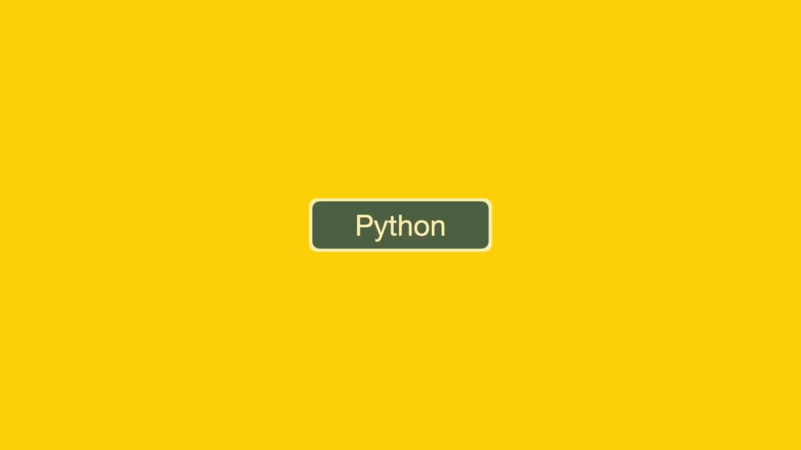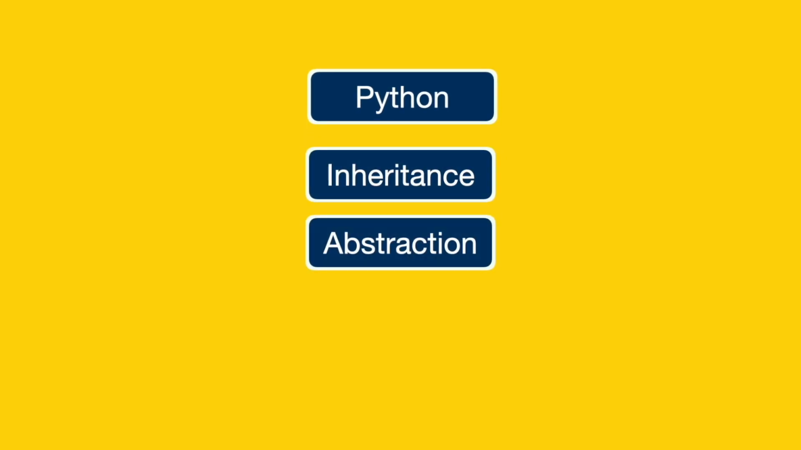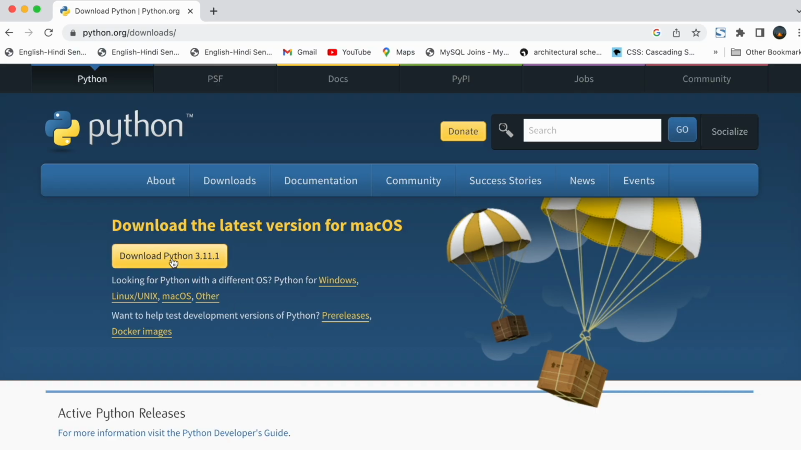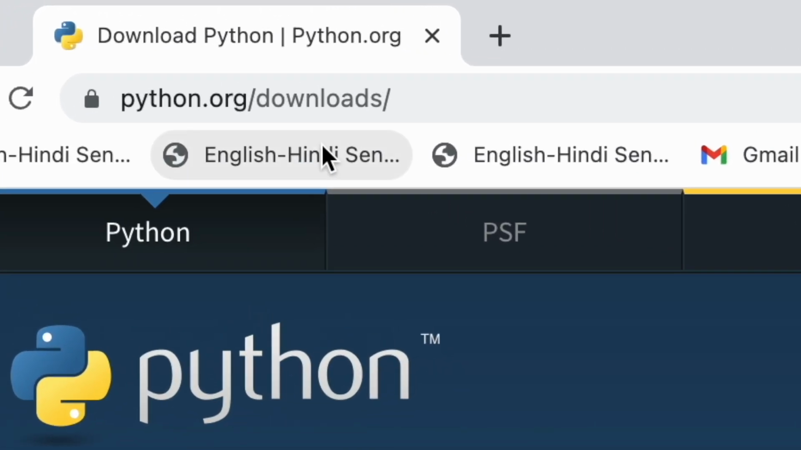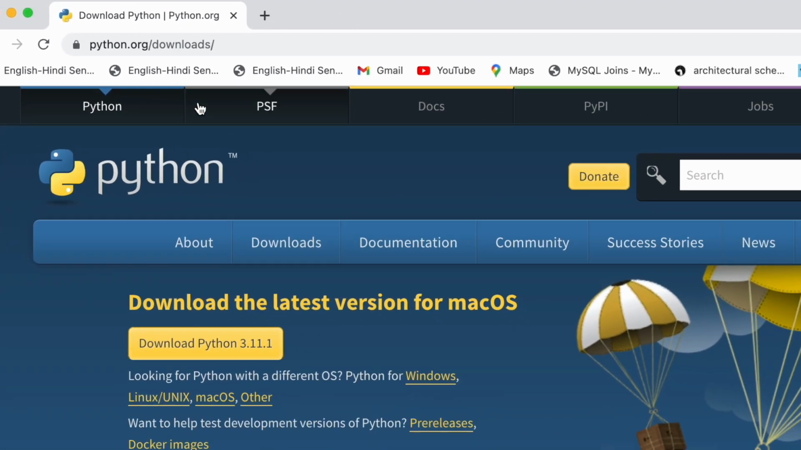Before we dive into it, you should have a basic understanding of Python and its object-oriented features like inheritance, abstraction, encapsulation and all. To install Django, we should have Python installed in our system. If you don't have Python, head over to python.org/downloads and install it in your system.